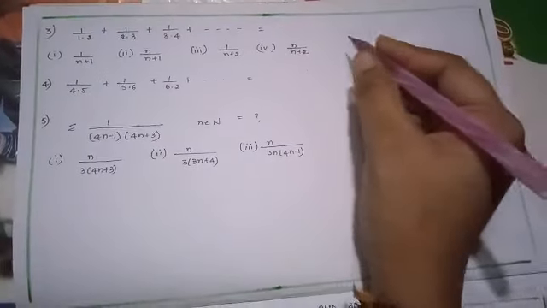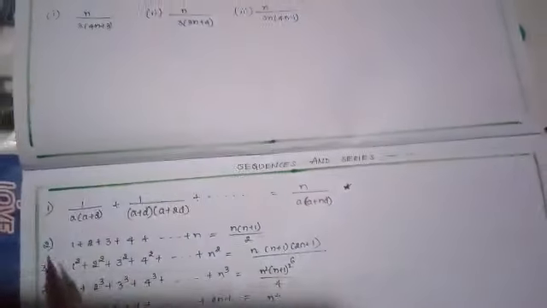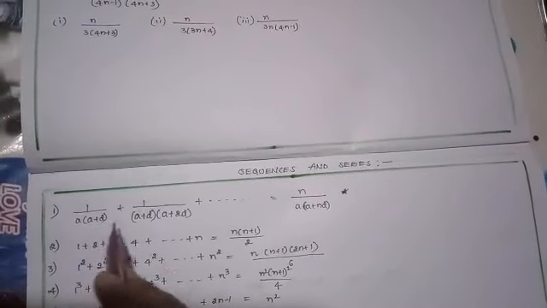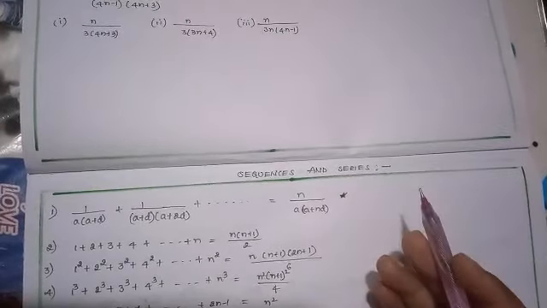Now here we are using the first formula which I told you: 1 by a(a+d) plus 1 by (a+d)(a+2d) equal to n by a(a+nd).